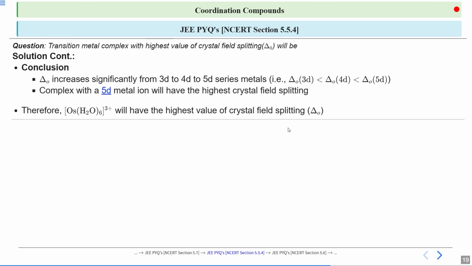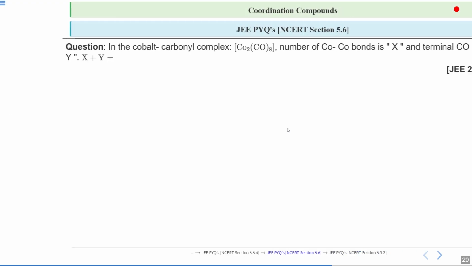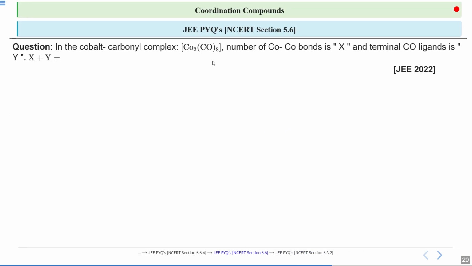Let's move to our next question. This is a JEE PYQ and this covers NCERT section 5.6. The question is: in the cobalt carbonyl complex, that is Co2(CO)8, the number of cobalt-cobalt bonds is X and terminal carbonyl ligands is Y. X plus Y equals what?